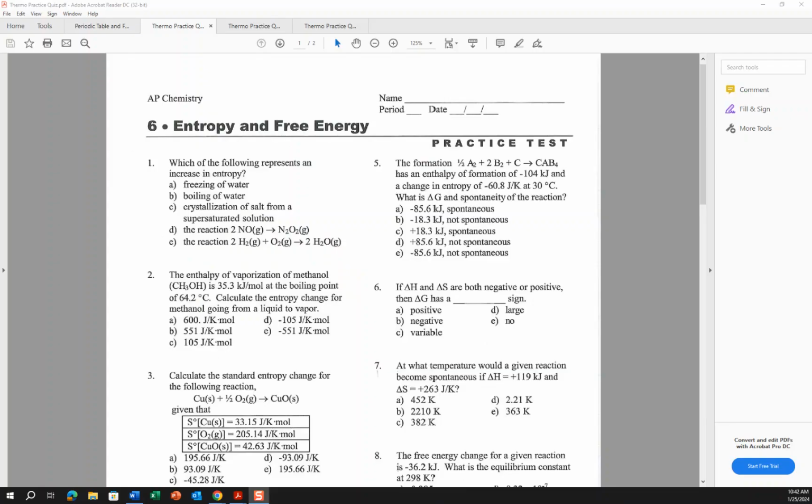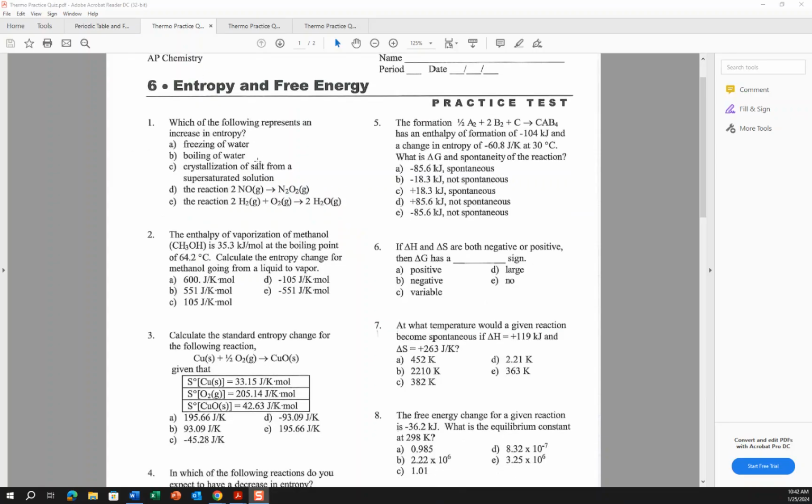Okay, so first, let's look at the quiz. The quiz says entropy and free energy, but you're also going to need to know enthalpy, so delta H as well. So remember, entropy is S, or the change in entropy is delta S. Free energy is G, or the change in free energy would be delta G. And then also for thermodynamics, you've got to think about enthalpy, and that's delta H. Change in enthalpy is delta H. And also T, temperature.